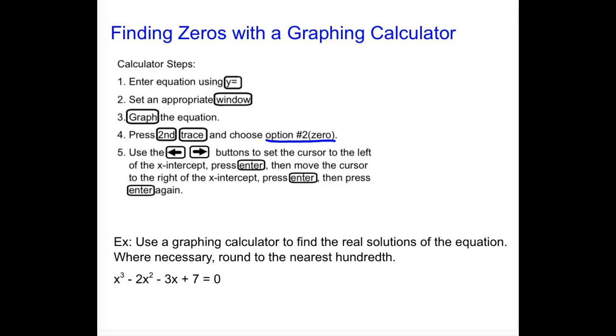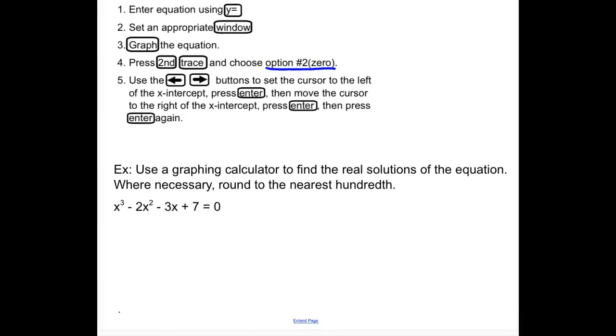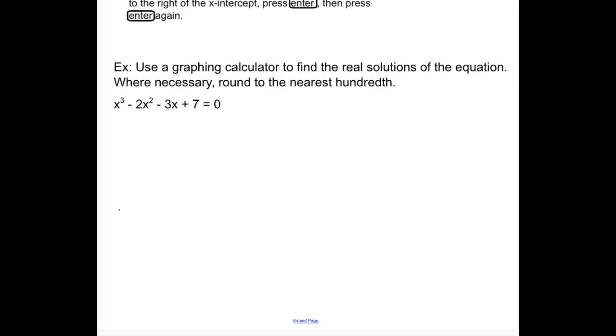Okay? Our next topic is to look at how we find zeros, and it's very, very similar. You'll notice that on the steps, the only difference is what I've underlined here in blue, that we're going to choose option 2, which is calculating a 0. Okay? So I have a new equation, and notice that we have a 0 here. Okay? When we enter it on the calculator, we're still going to put it in as y equals. It's just that we are going to let the calculator figure out when y is 0.